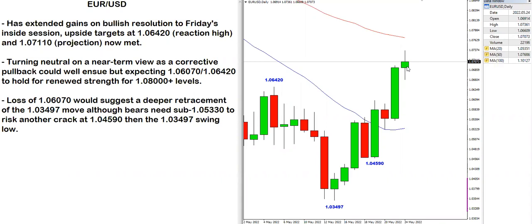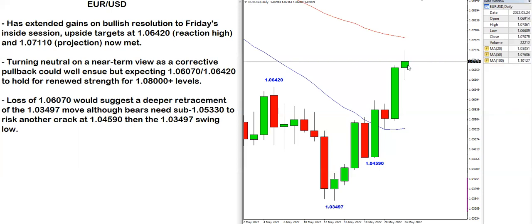So kicking it off as always with euro dollar, just following on from yesterday, had upside targets for this rally at 106.42, the reaction high that we posted on the prior downtrend, and a projection target which comes in at 107.11, which we have seen this morning so far.